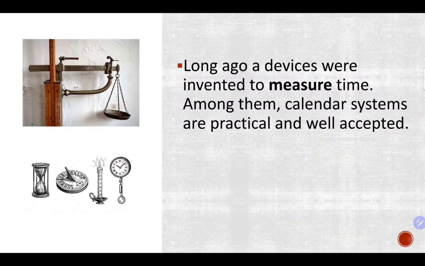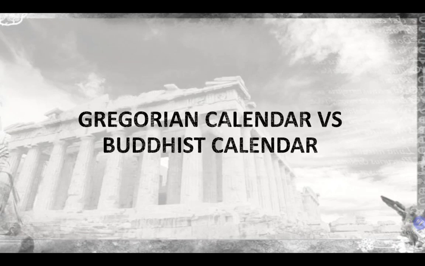So what are these two types of calendars? What are these calendar systems? We have two types of calendar systems. The first one is the Gregorian calendar and the second is the Buddhist calendar. Let's talk about these two calendars.